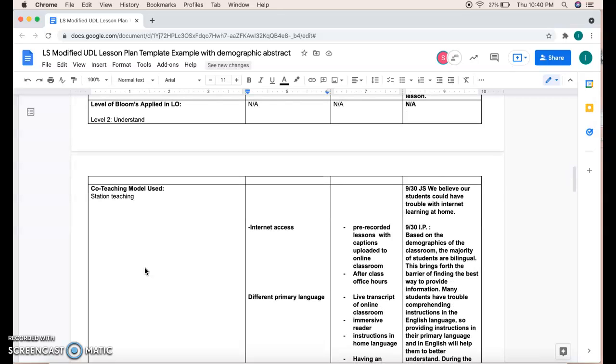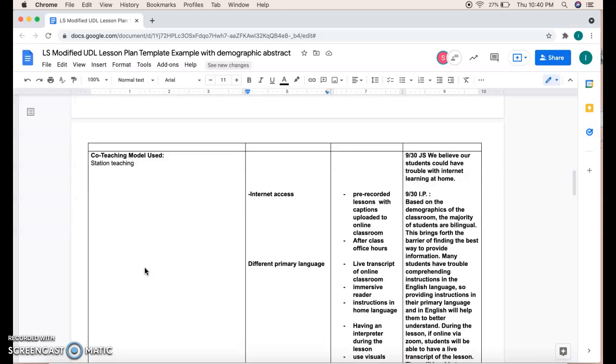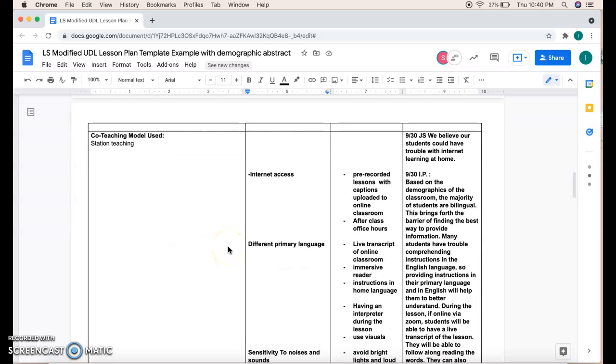Our co-teaching model used would be station teaching. One of the barriers that we found was internet access. If this lesson would be taught via Zoom, many students within our classroom, based on the demographics, come from low-income families, so internet access may not be the best within their communities. We decided to resolve this issue by recording each Zoom lesson with captions and uploading it to the online classroom, whether it be the Bitmoji classroom or Google Classroom, so students could refer back to the videos if they miss a session due to lack of internet access or signal.